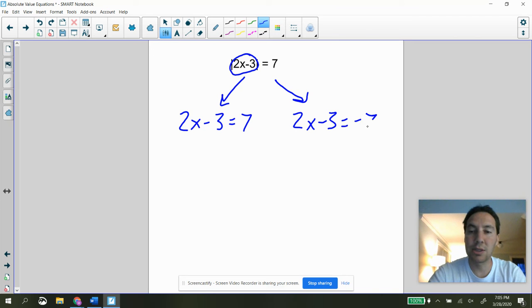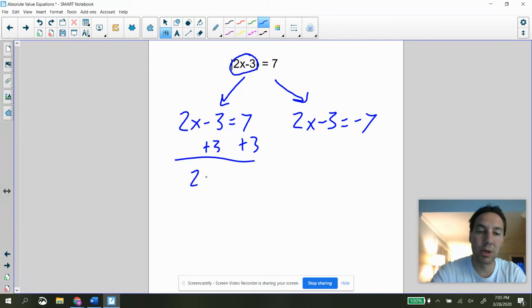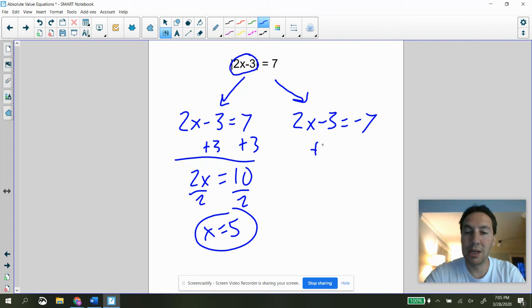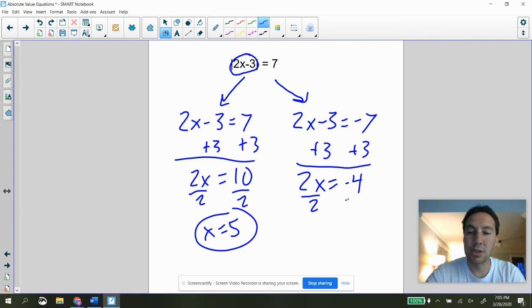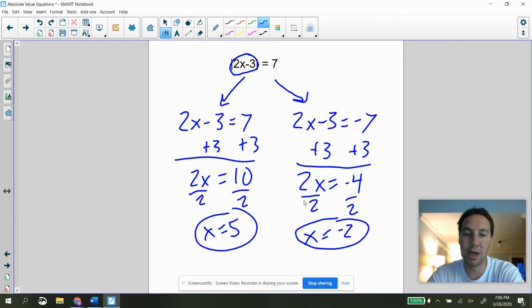And if you solve these two, add 3. A little bit more work to do here. 2x equals 10. You might be able to do this part in your head. X could be 5. Or we're going to do kind of the same steps over here that we just did, just with the negative case. 2x equals -4. Divide by 2. Divide by 2. And once again, we have two answers. -2 and 5. You plug those in, and after you take the absolute value, they'll both equal 7.